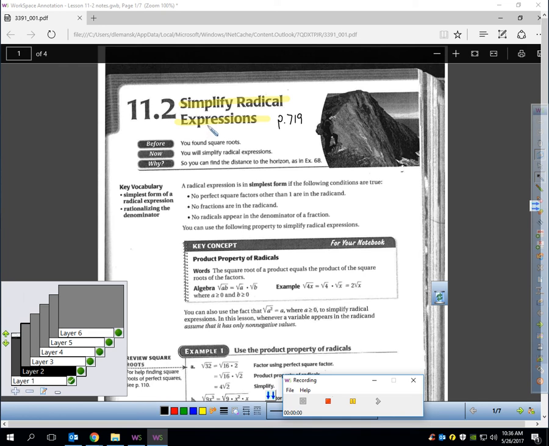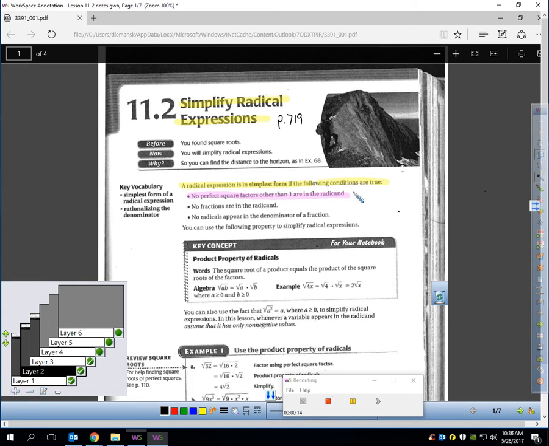Lesson 11.2, Simplify Radical Expressions. You should be on page 719. A radical expression is in simplest form if the following conditions are true. The first condition: there are no perfect square factors other than 1 in the radicand.